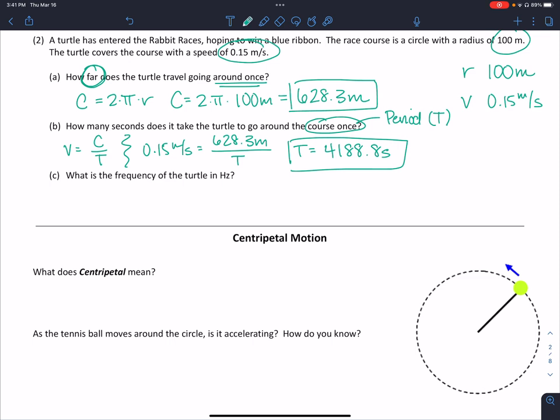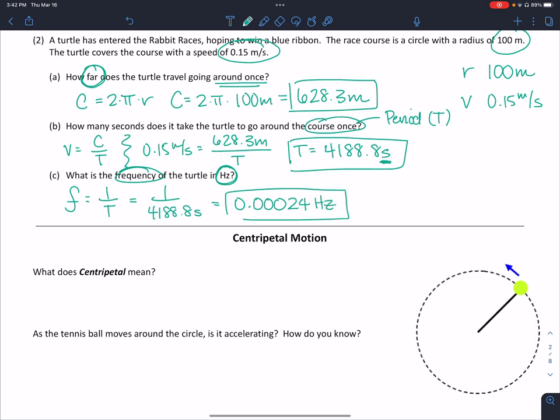All right, now it wants to know the frequency. Frequency is equal to 1 over the period in hertz, which means I can keep my seconds. So I'm going to say 1 over 4,188.8 seconds is going to be equal to 0.00024 per second, or hertz. And that will be the frequency. That's the portion of the circle that the turtle is able to travel every second. So not very much, but he is pretty slow.